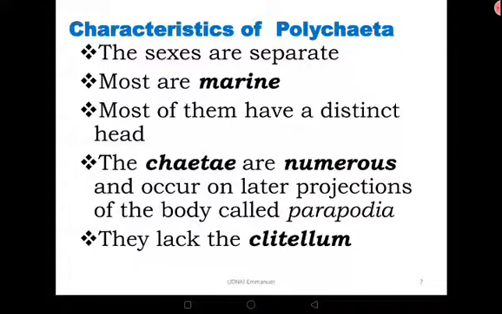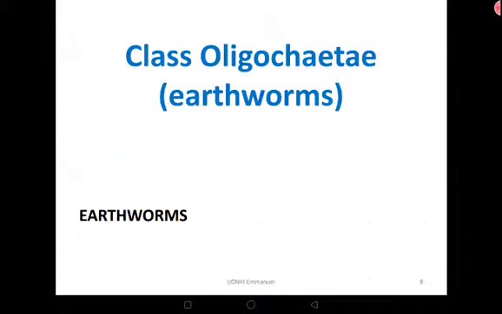They do not have the clitellum, and that clitellum is usually existent in sexually reproducing adult species of some classes, like the Oligochaeta, where the clitellum is used to enclose eggs. Yes, as we shall see later on. Well, so those are the characteristics of Polychaeta.